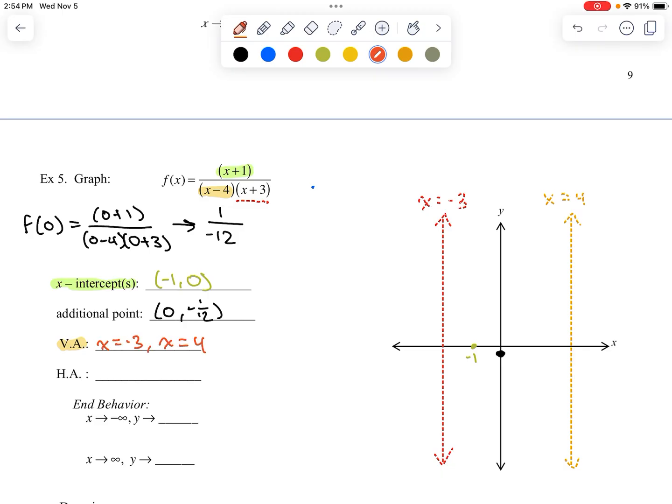Okay. Now the horizontal asymptote, we need to determine if it's balanced or bottom heavy. So this is x plus 1, and then if I multiply the first terms in the denominator, it's x squared, plus some other garbage we don't care about. And because the 2 is bigger than the 1, this is bottom heavy. Bottom heavy means that the horizontal asymptote is at y equals 0.